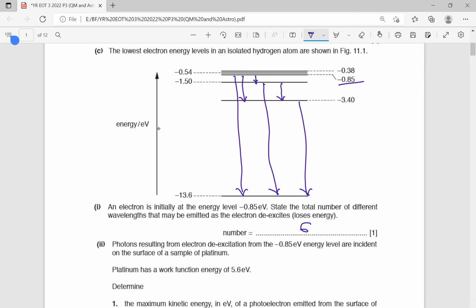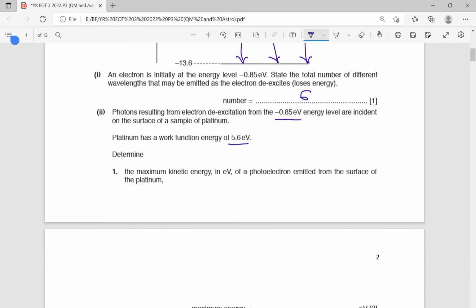Next, photons resulting from electron de-excitation from that energy level are incident on the surface of platinum. Platinum has a work function of 5.6 electron volts. Remember, work function is the minimum energy required to release an electron from a metal surface. So determine the maximum kinetic energy in electron volts of photoelectrons emitted from the surface of platinum. We want the maximum kinetic energy.